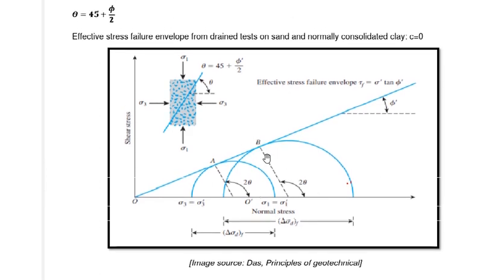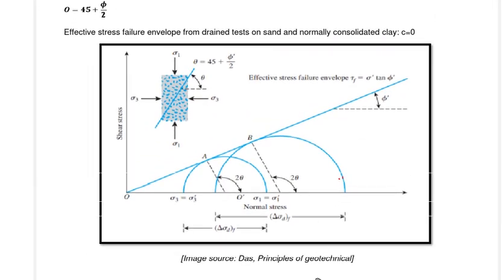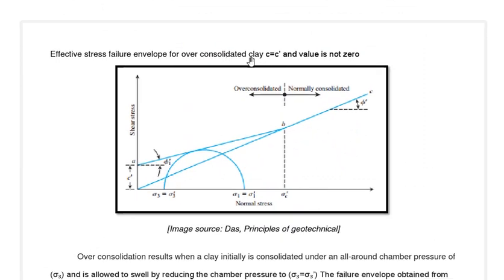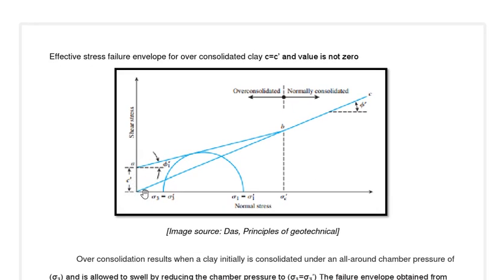So, we have here the diagram of the Mohr circles in the CD test. Our example is a normally consolidated clay, because our cohesion is 0. If our clay is not normally consolidated, our cohesion is not 0, so we have a value of cohesion. If it is overconsolidated, we have a value of cohesion here on our y-axis.